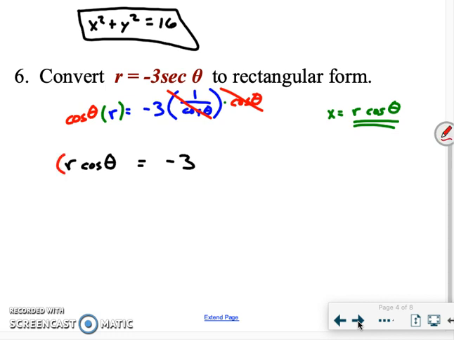Remember, like we just said, r cosine theta, that is simply x. So I can say x is equal to negative 3. And remember what our goal was, to get rid of any r's and thetas, and we've done that. We got back into x's and y's. Again, this particular problem did not have a y value.